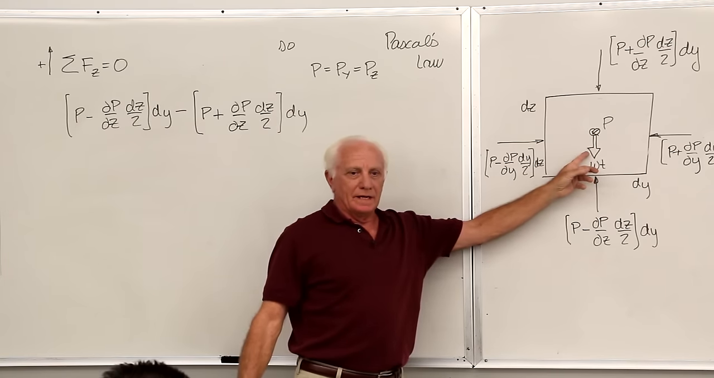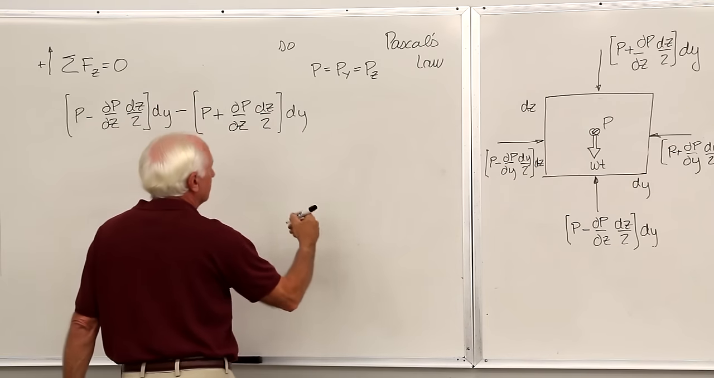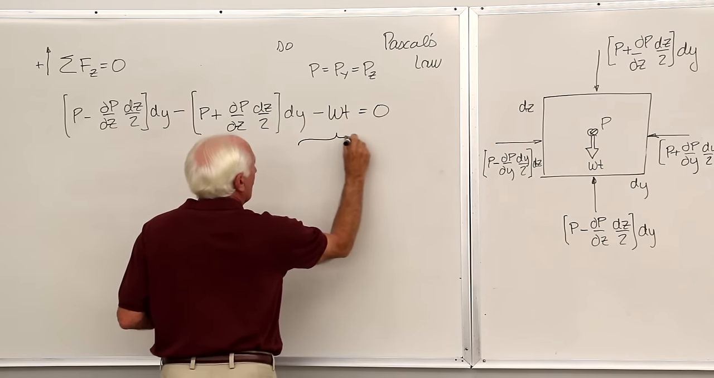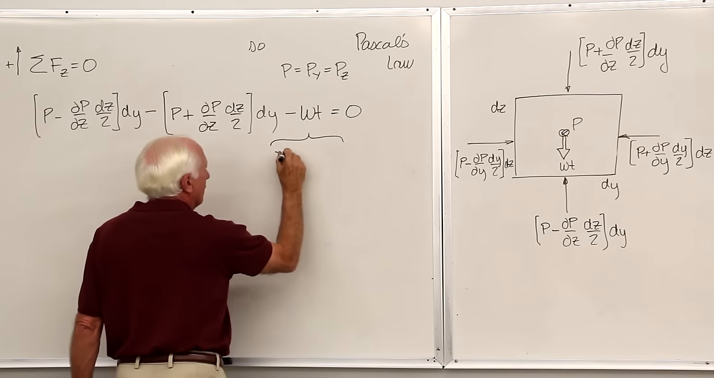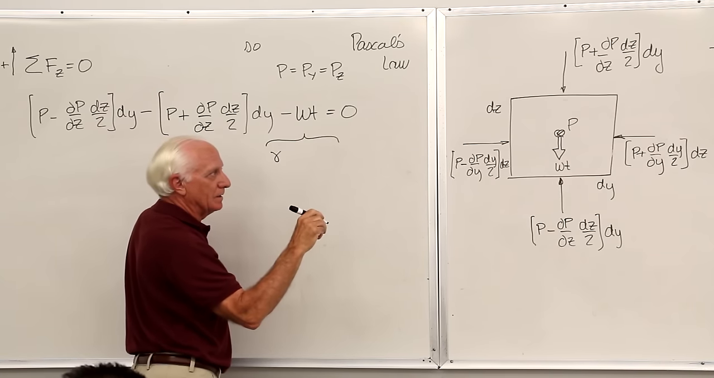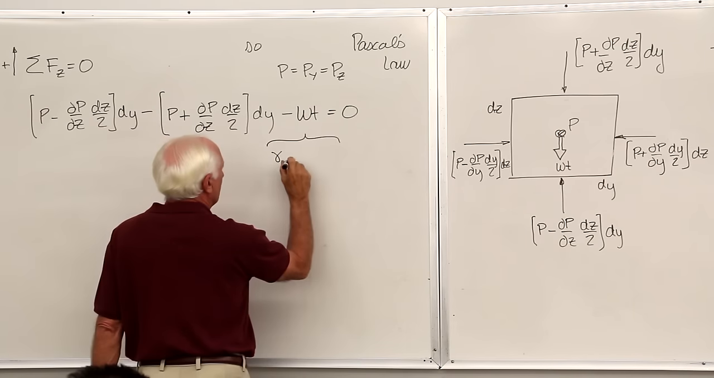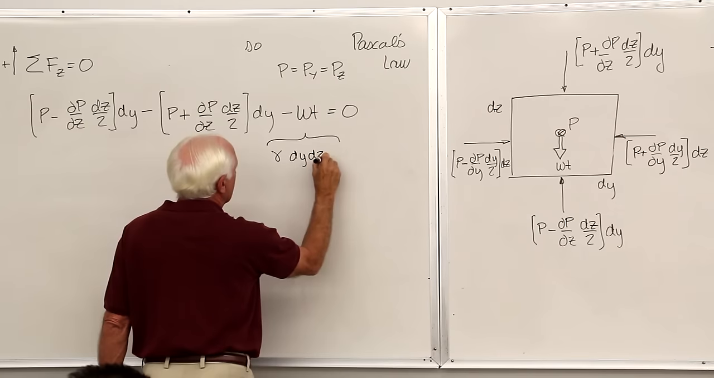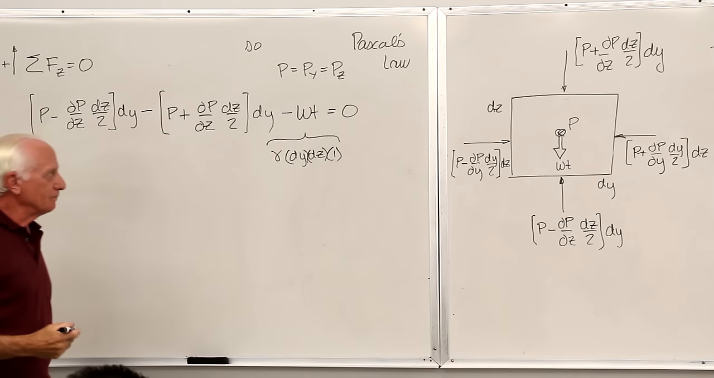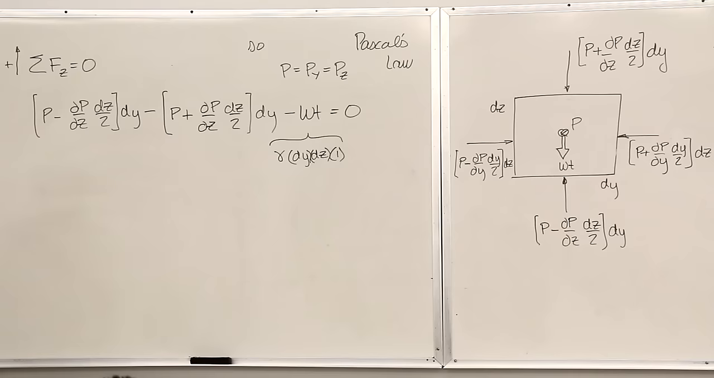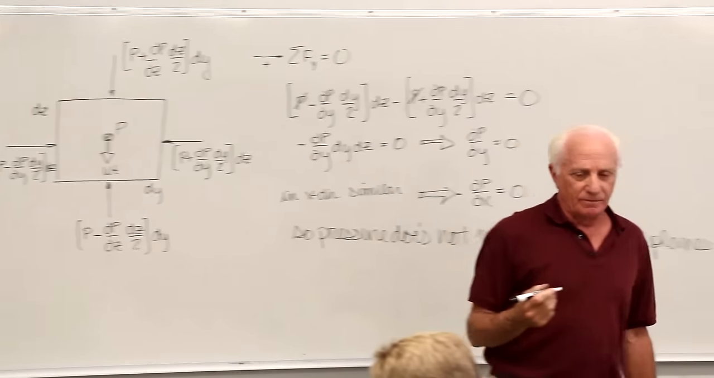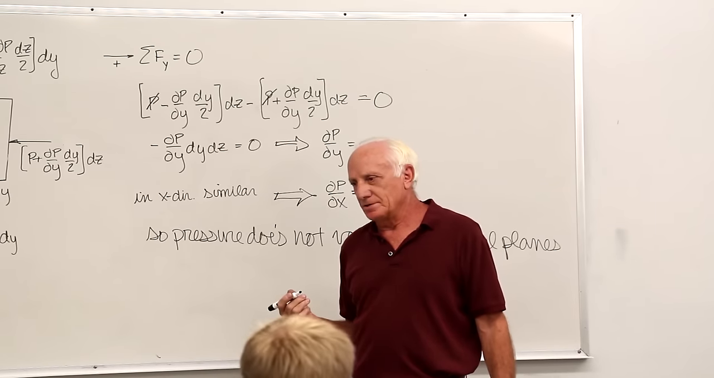Now we have to include the weight. Down, negative. Weight: gamma times the volume. Gamma times the volume is the weight. The volume is dy, dz times 1, one into the blackboard, unity. Don't use rho, don't use density. Why not? Because density is mass per volume. Gamma is weight per volume. Weight is a force, mass is not a force.